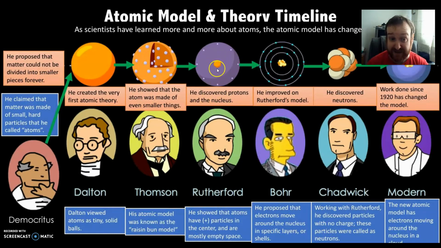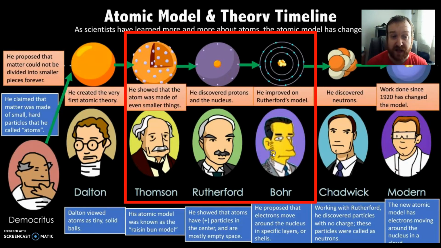Rutherford expanded on it and changed it into this nuclear model. Bohr developed these rings, these energy levels. Chadwick discovered the neutron, and then in modern days we've developed it even further. Okay, now in terms of your GCSE physics, you really focus on Thomson, Rutherford and Bohr.